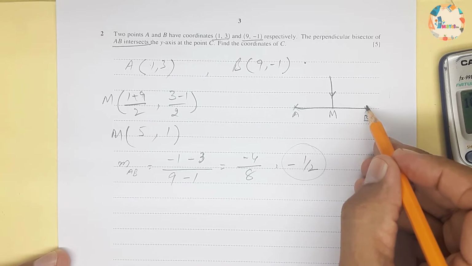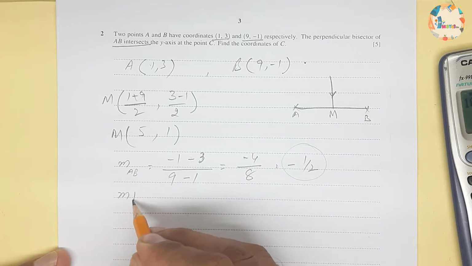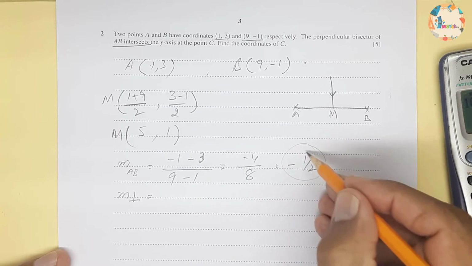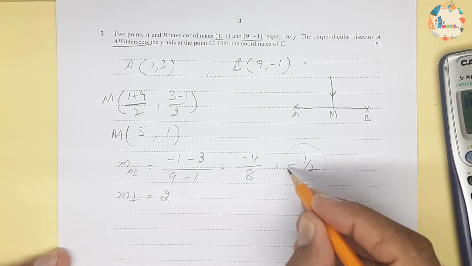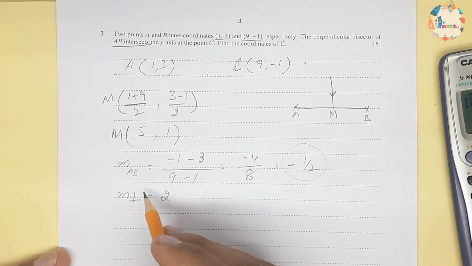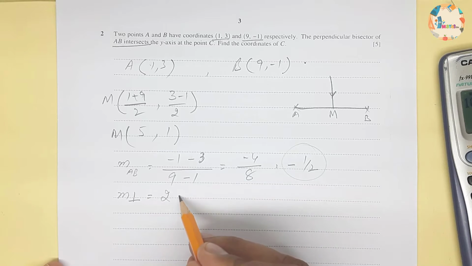Now we can find the gradient of this perpendicular line, and the gradient of the perpendicular line will be equal to the reciprocal of this one with the sign changed. The reciprocal of 1 by 2 will be 2, and changing the sign, negative will be changed to plus. So the gradient of the perpendicular will be 2. Now we can use this gradient, and we can use the point.